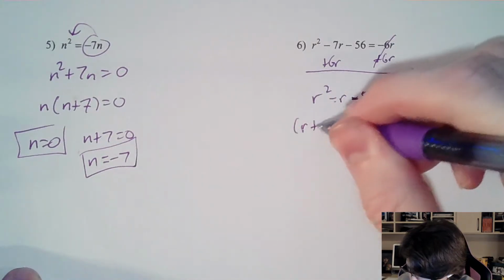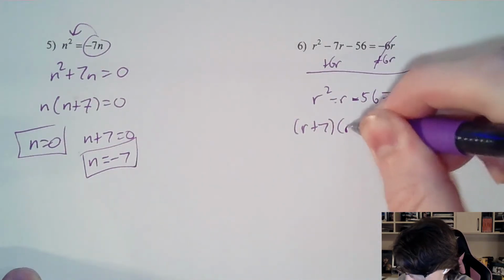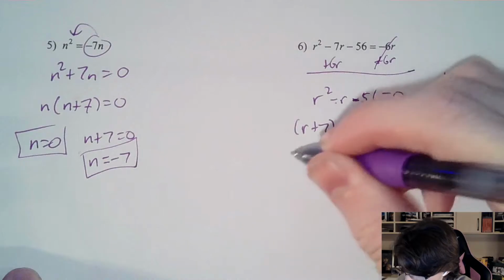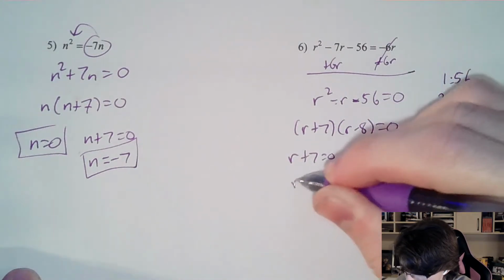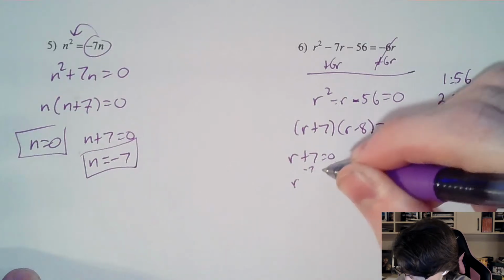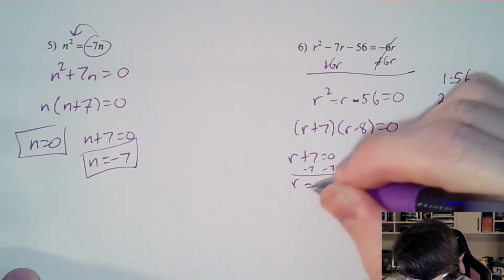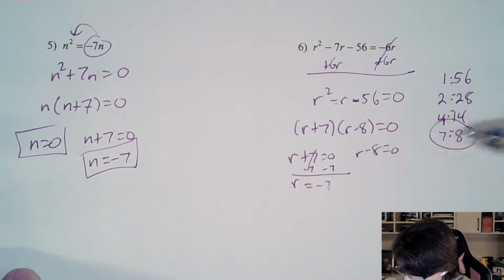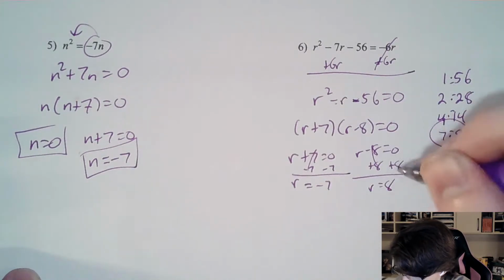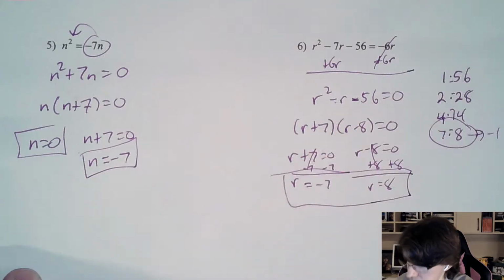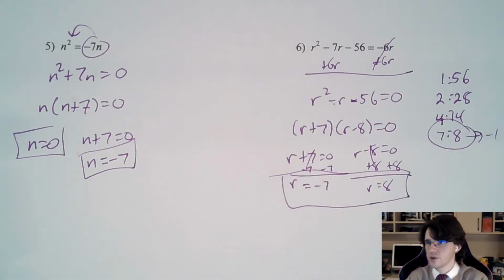So we get r plus 7 multiplied by r minus 8 is equal to 0. R plus 7 equals 0. R minus 8 equals 0. Holy moly, subtract 7 on both sides. Here, I'll show the work on this one, just to make you happy. Maybe it doesn't make you happy. I have no idea. And there we go. Easy enough. We're all done with our very first one here.